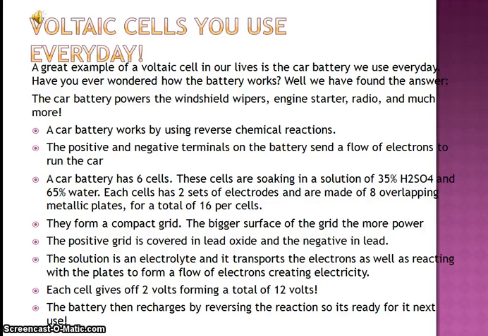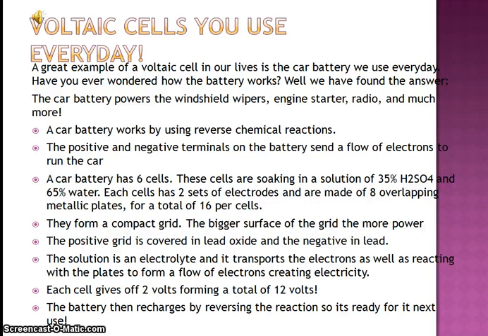A car battery has 6 cells. These cells are soaking in solutions of 35% sulfuric acid and 65% water. Each cell has 2 sets of electrodes and is made of about 8 overlapping plates for a total of 16 plates per cell. These plates form a compact grid. The bigger the surface of the grid, the more power. The positive grid is covered in lead oxide and the negative is covered in lead.